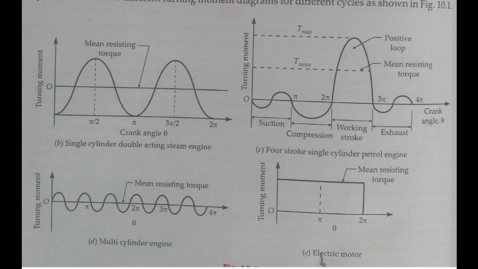During exhaust, the loop is negative as the work is done on the gases. That means gases expel out from the cylinder. That is why work is done on the gases, and that is why it is negative. So this way we have discussed the turning moment diagram. The turning moment diagram is very simple.